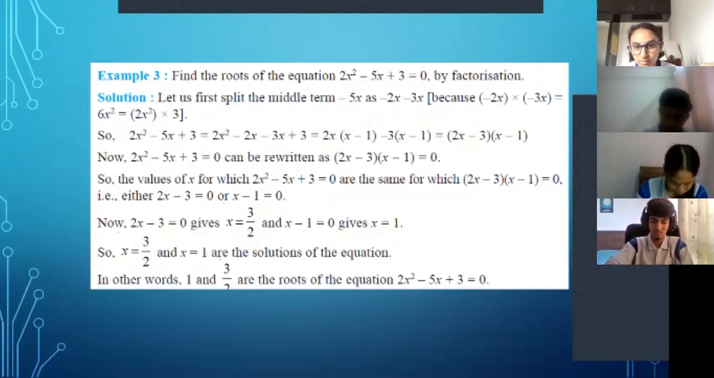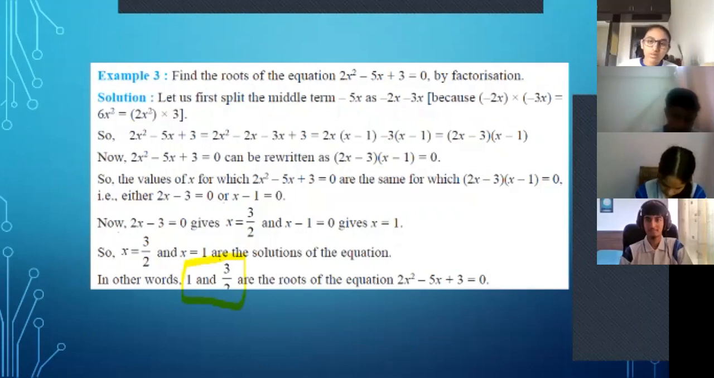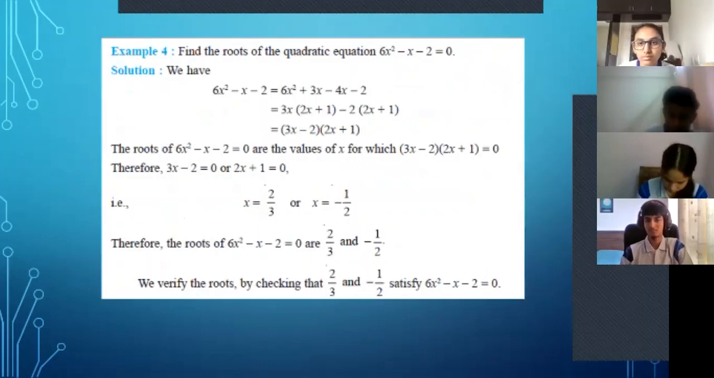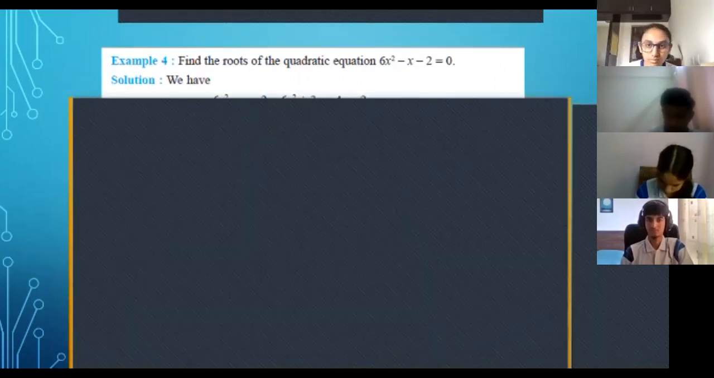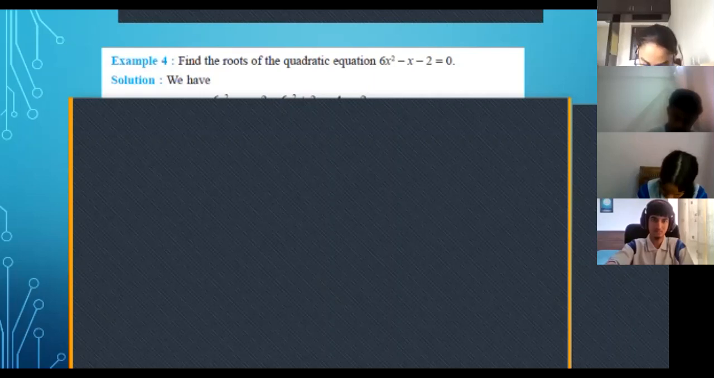So here are your answers. They are called the roots, the solutions. What else? Zeros. Zeros of the given equation. Perfect. Go ahead, take this up, the fourth one: 6x square minus x minus 2 equal to 0.